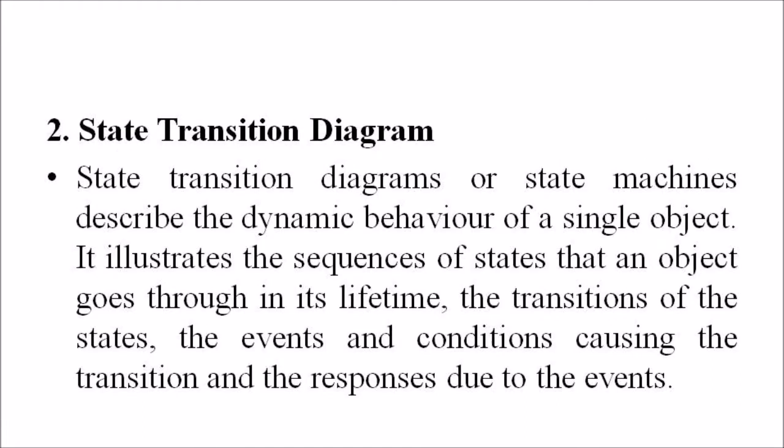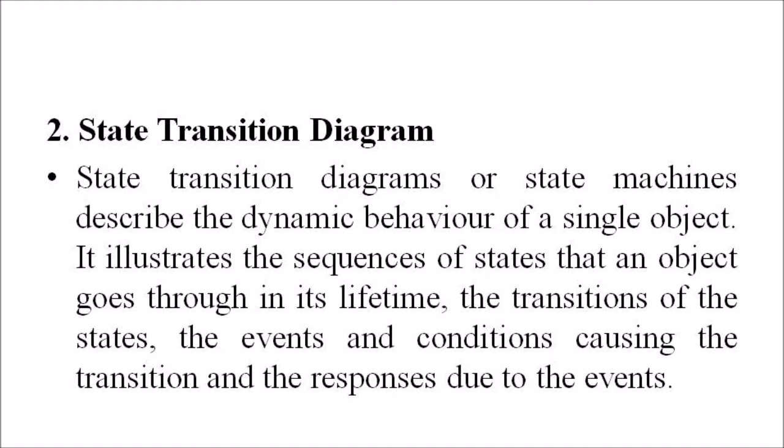The second type of diagram is the state transition diagram. The state transition diagram or state machine describes the dynamic behavior of a single object. It illustrates the sequence of the states that an object goes through in its lifetime, the transition of the state, the event and condition causing the transition, and the response due to the events.